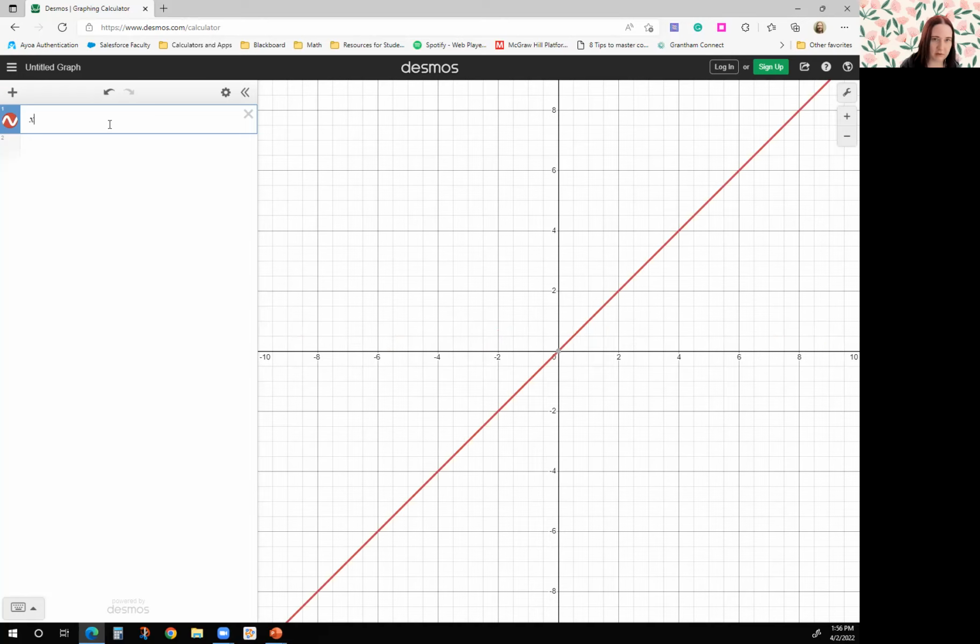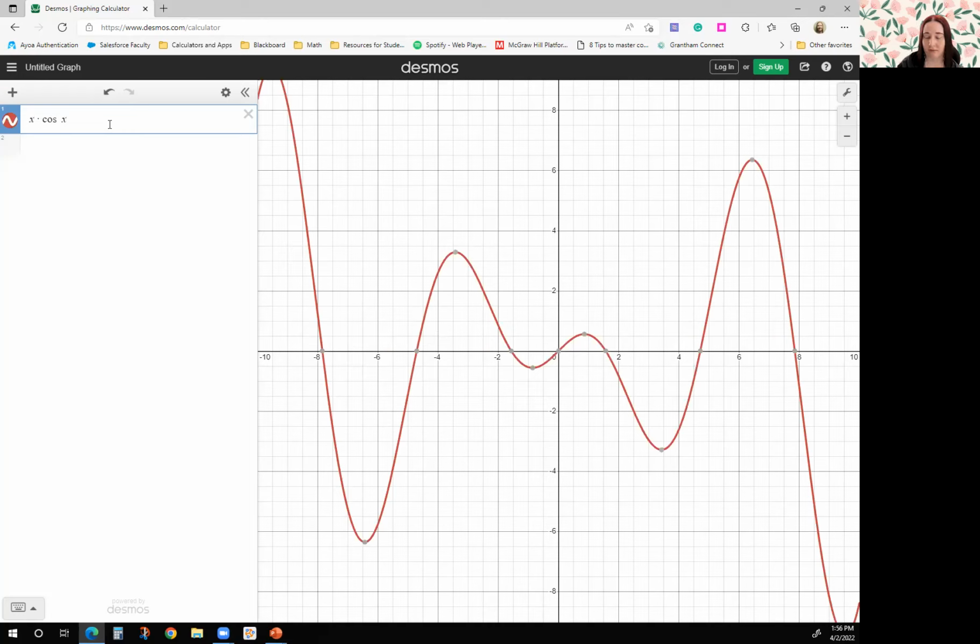So our function is x times cosine of x. It looks like this, very interesting. And we want to know what happens as x goes to pi, which is 3.14. So I'm just going to kind of, this is 3.